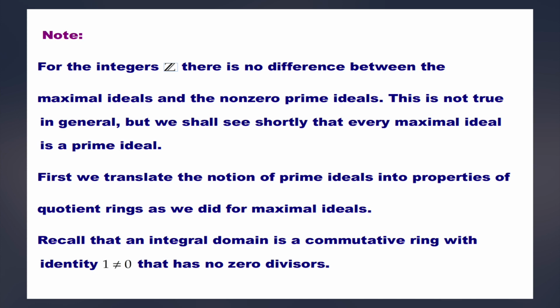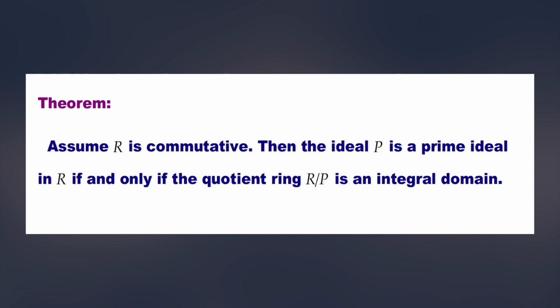First, we translate the notion of prime ideals into properties of quotient rings as we did for maximal ideals. Recall that an integral domain is a commutative ring with identity 1 not equal to 0 that has no zero divisors. From the note, we know that prime and maximal ideals are not the same. Then let us verify whether the quotient ring R by P forms a field or not in the following theorem. Assume R is commutative, then the ideal P is a prime ideal in R if and only if the quotient ring R by P is an integral domain.